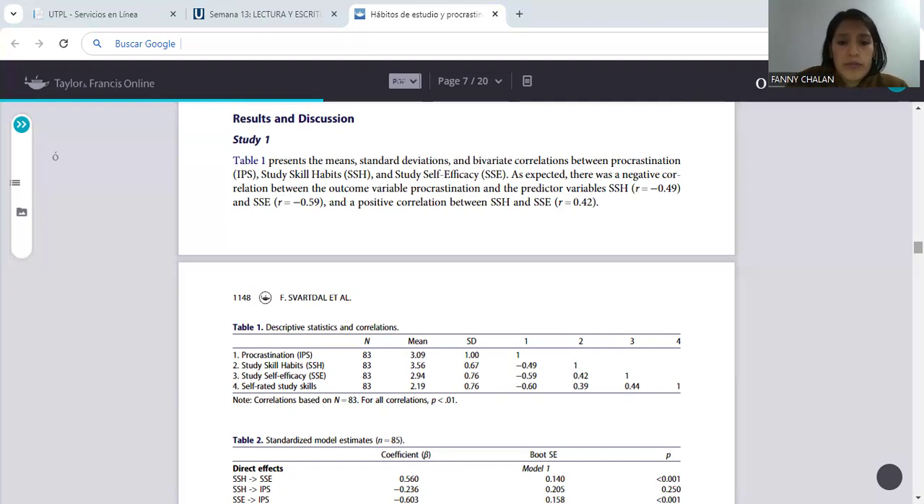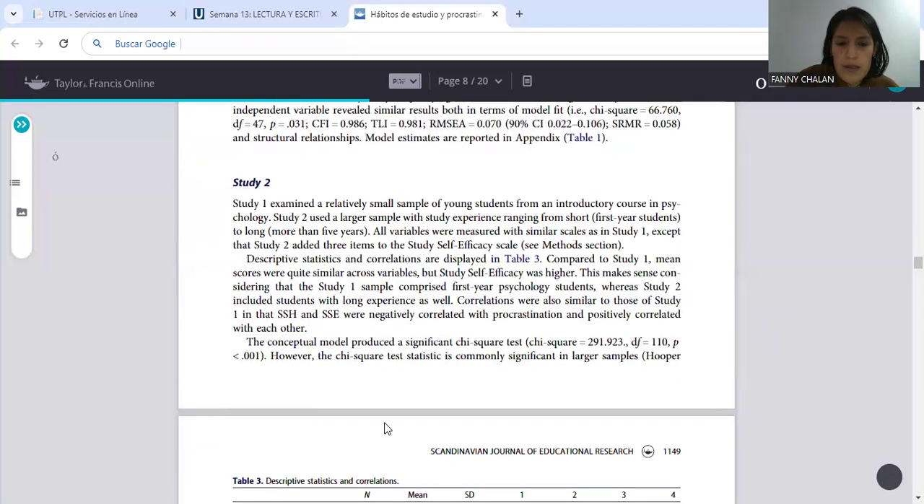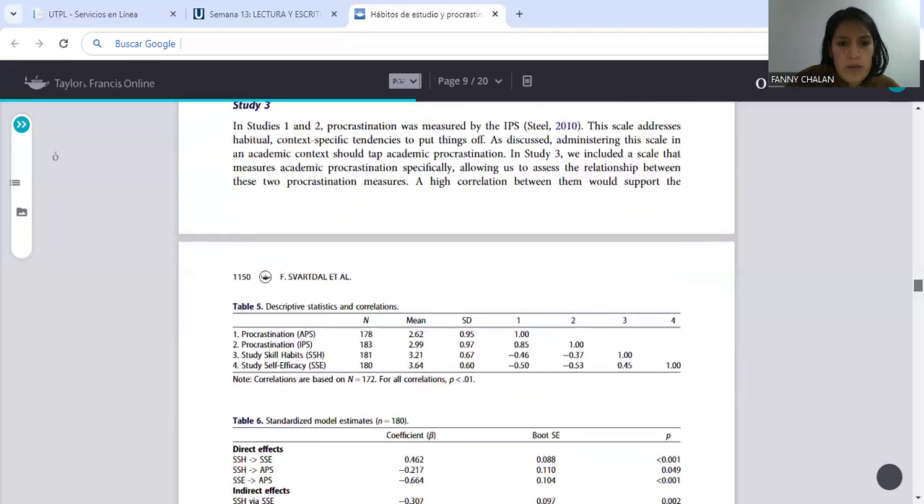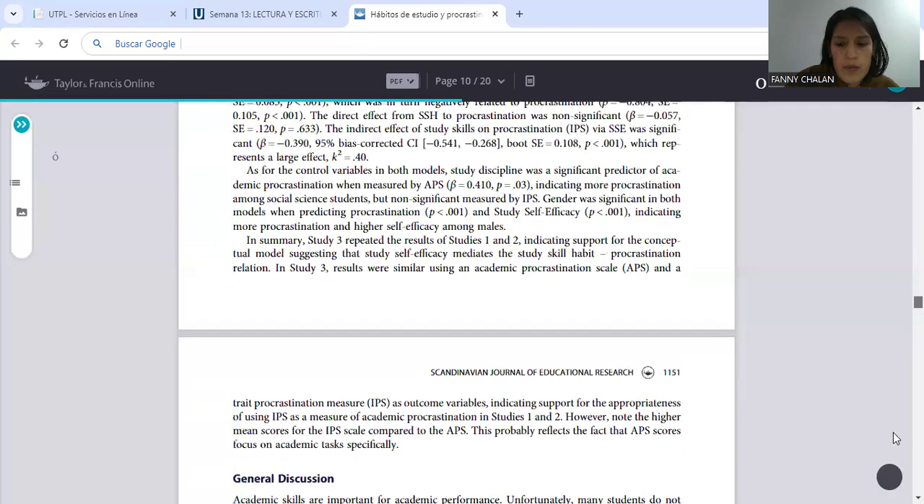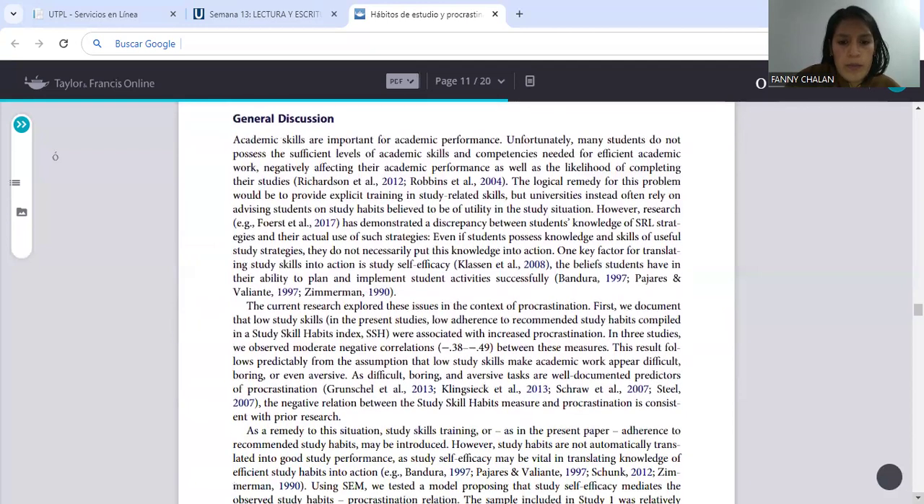In the general discussion, these findings support the conceptual model proposed in the study. Next, we have the conclusion.